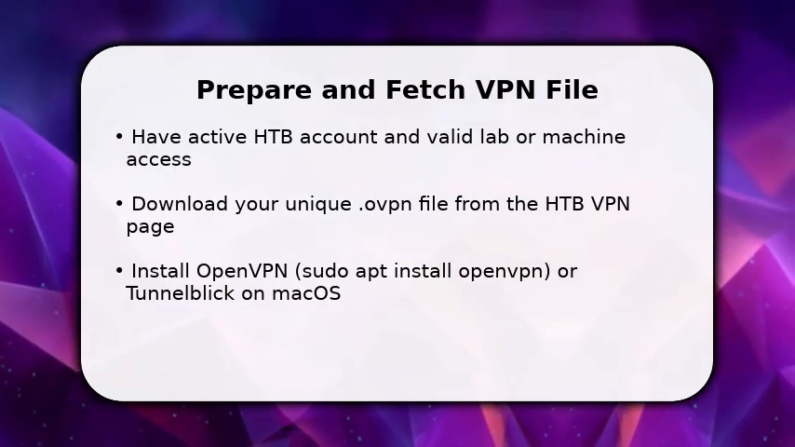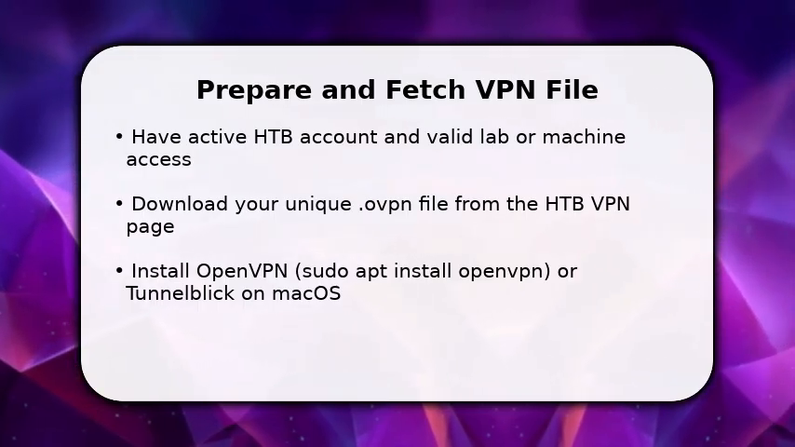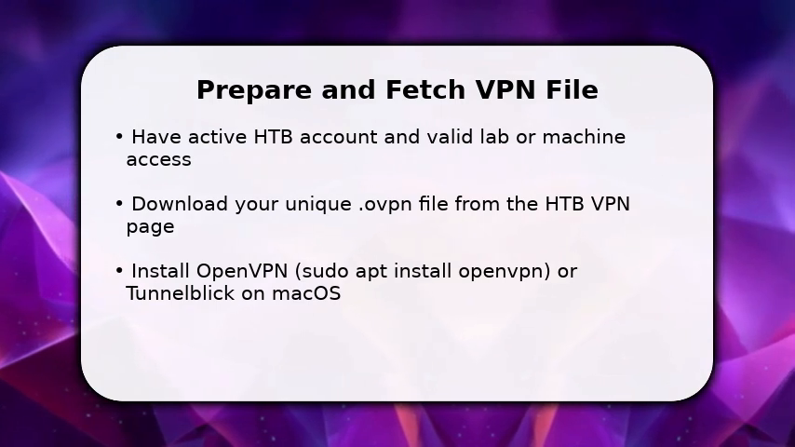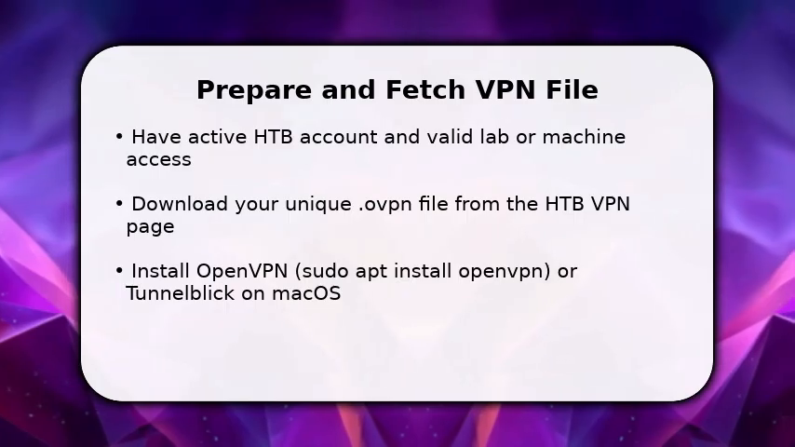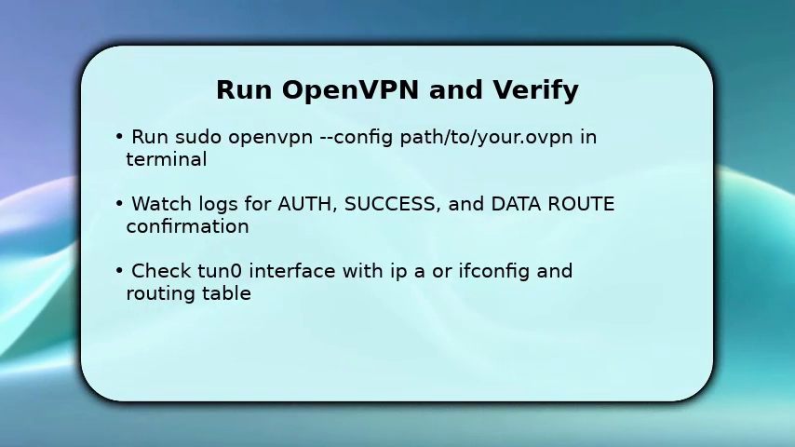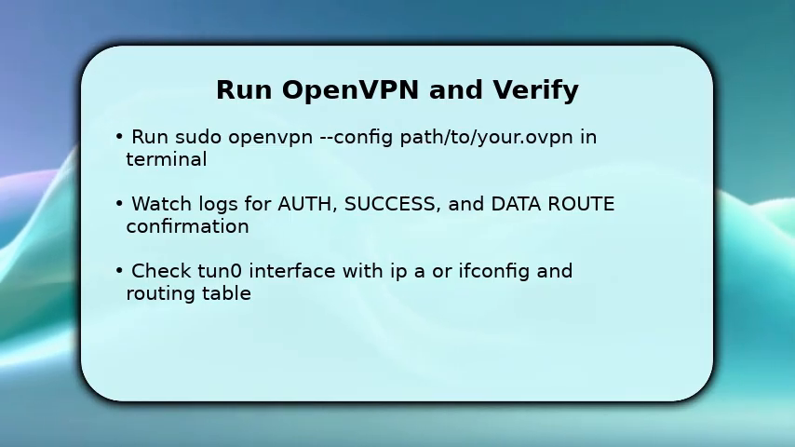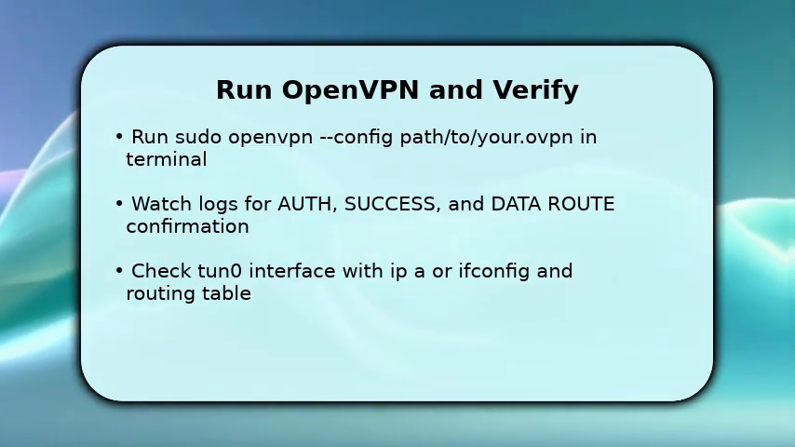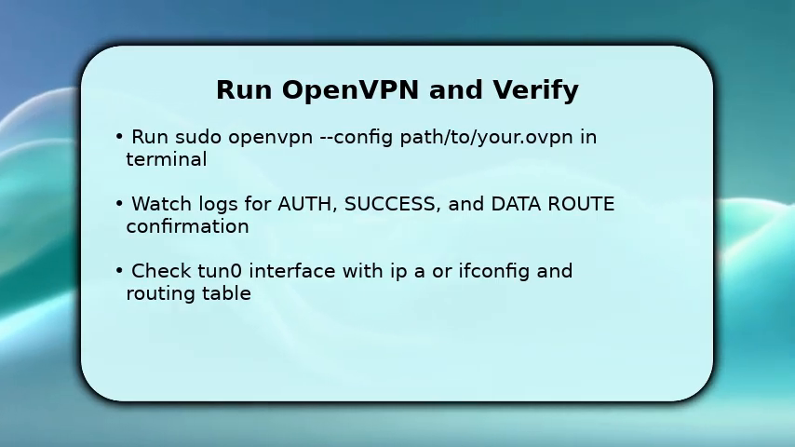Once downloaded, move the OpenVPN file to a secure folder and inspect it quickly so you know where it will run and which interface it will create. You now run OpenVPN with sudo openvpn --config /path/to/your.ovpn and watch the console output carefully. You need to see authentication succeed and a message about adding routes. That confirms traffic will go through the VPN.